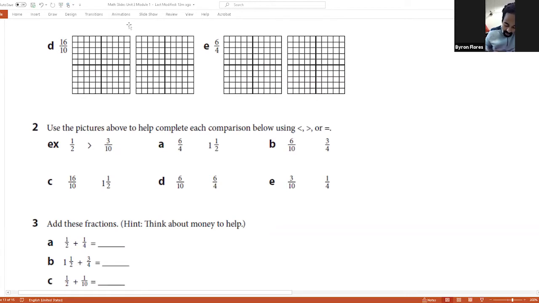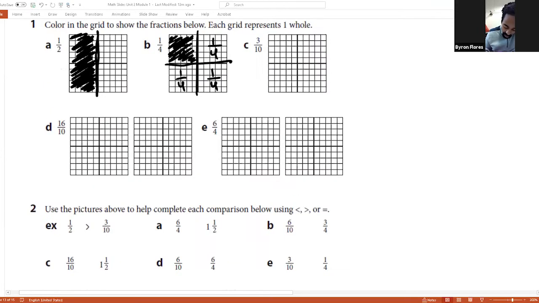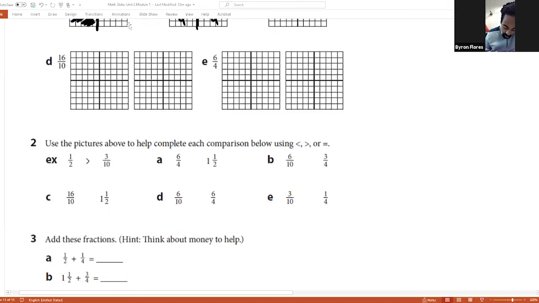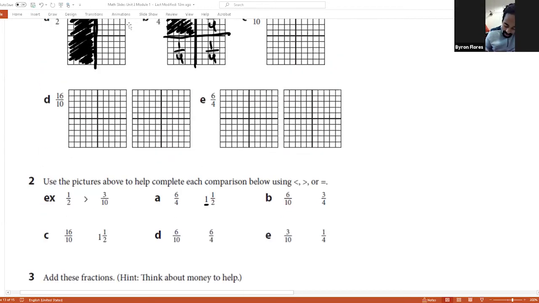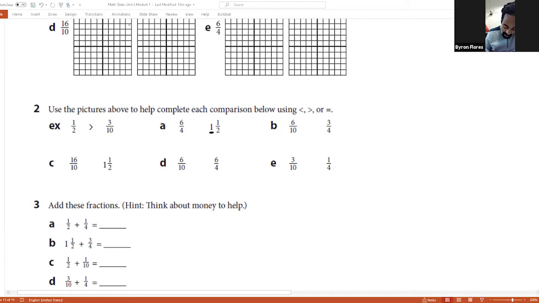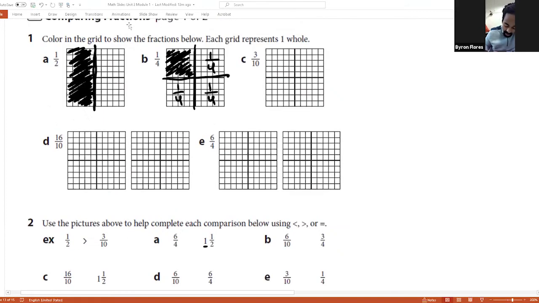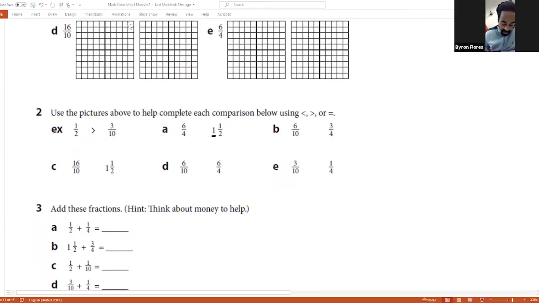So A is asking us to compare 6/4 and 1 1/2. 6/4 is represented in E. So I'm going to take what I get from E and compare it to 1 1/2. 1 is a whole number. A whole number means we're taking one of these mats that we see here and we're completely filling it in. That's one whole mat. And then we're going to fill in half a mat as we did in problem A. And then we're going to compare that to 6/4 and see what we get. So that's for section 2.